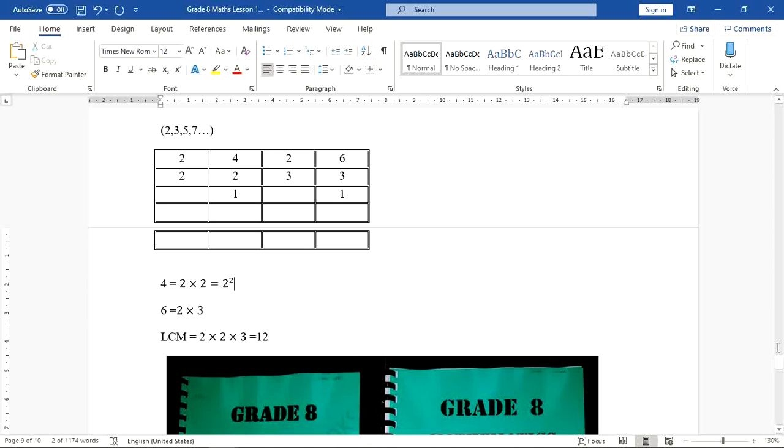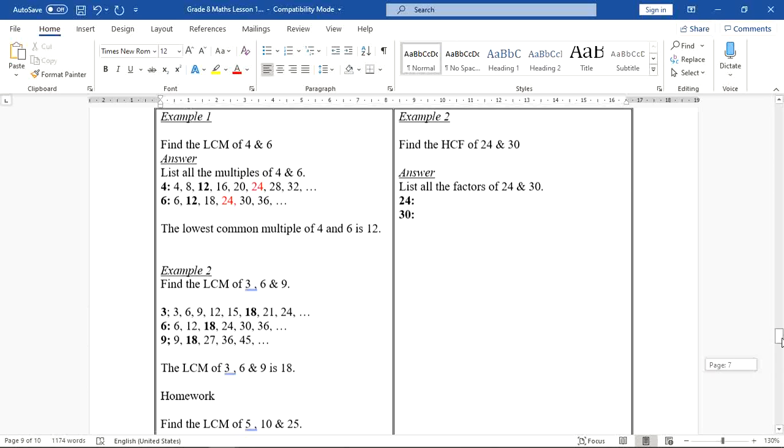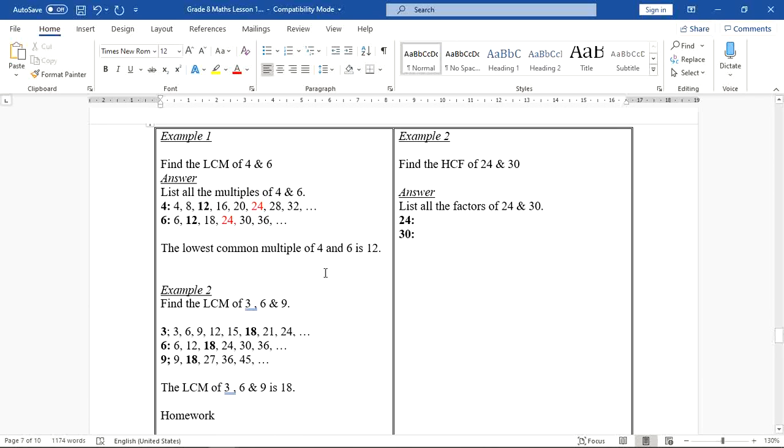So let's see if you are correct. Let's quickly go up. What answer did we get here? The LCM of 4 and 6 is 12. So we are right. Okay, let's quickly move to number 2.